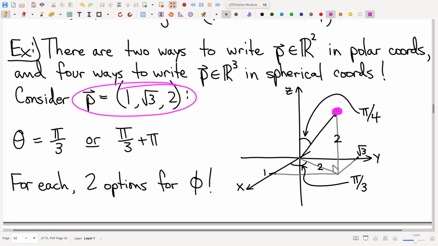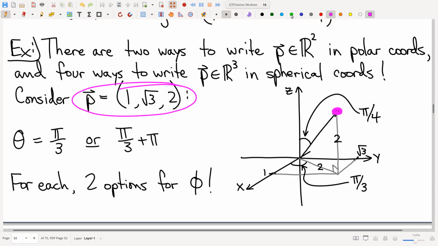And by the way, there's more than one way to do it. Spherical coordinates are not unique, just like polar coordinates are not unique. From a certain point of view, spherical coordinates are even less unique. There's kind of 4 different ways to do it instead of just 2 different ways to do it. So let's play the game, see what happens here.